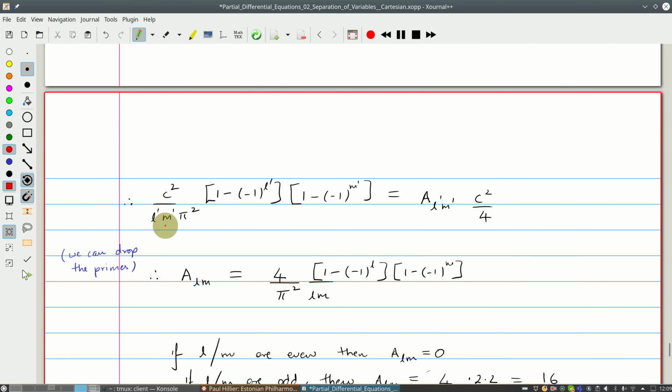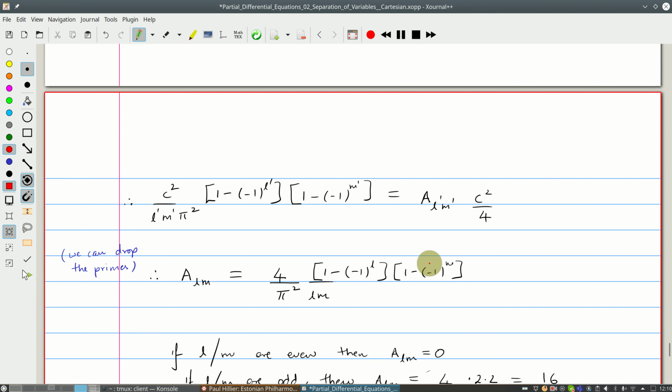So that lets us then evaluate A, L prime, M prime quite easily, because on the left hand side we simply have this big complicated looking expression, but it's not complicated at all. And then we have A, L prime, M prime times c squared divided by 4, and then we drop the primes because it's just a dummy index. I don't care about the primes really. So A, L, M is 4 over pi squared LM, and then we have these constants in the numerator. And now you realize that if L is an even number, then (-1) to the L is plus 1, so this is 0. Likewise, if M is an even number, then this is 0.